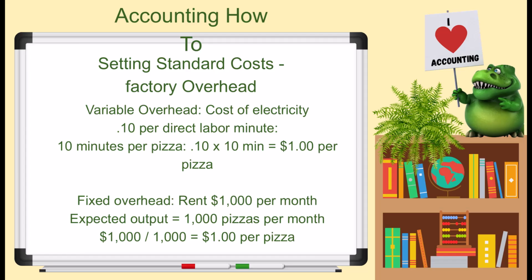And then for our fixed overhead, we're going to use our rent as an example. So it costs us $1,000 per rent. We are expecting that we will do 1,000 pizzas per month. So that ends up being $1 per pizza. We're going to take our cost divided by our number of expected pizzas that we're going to make. So now for our factory overhead, we've got variable costs of $1 and we've got fixed costs also of $1.